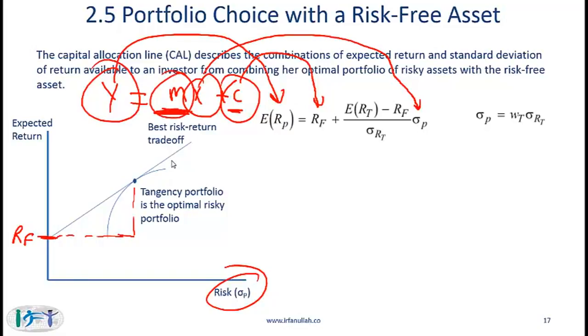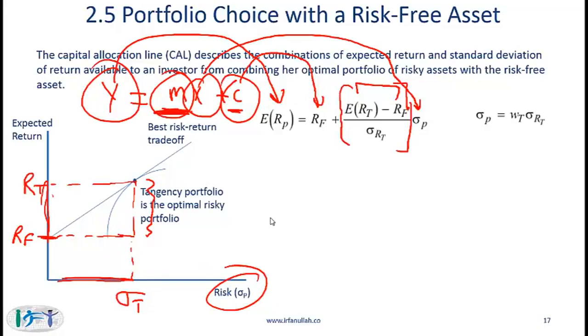slope. The slope is the change in y over change in x. What is the change in y? So what is this distance? This distance is the expected return on the tangency portfolio minus the risk-free rate. So that's the numerator. What is the denominator? The denominator is the risk of the tangency portfolio. So that's this point. And this then is our slope. And this slope is also the Sharpe ratio of the tangency portfolio.